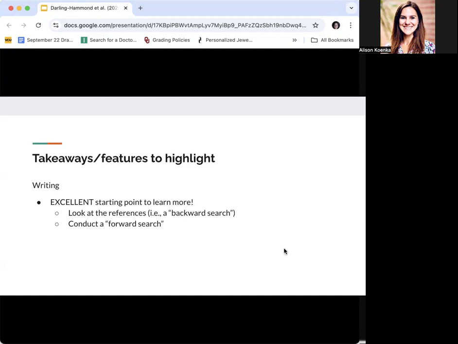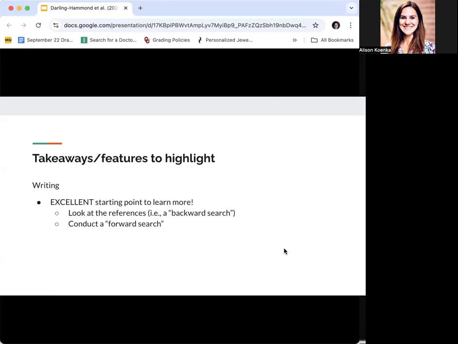So if you go to a search database, like Web of Science, and conduct what's called a forward search, Web of Science or whatever database you use will present you with every single article that has cited Darling Hammond and colleagues. If something within this article really interested you, looking at the references list, in other words doing a backward search, and then seeing what articles have since cited this article, is a really great starting point that can lead to the most positive kind of snowball effect in helping you identify literature that is particularly central to your research interests.